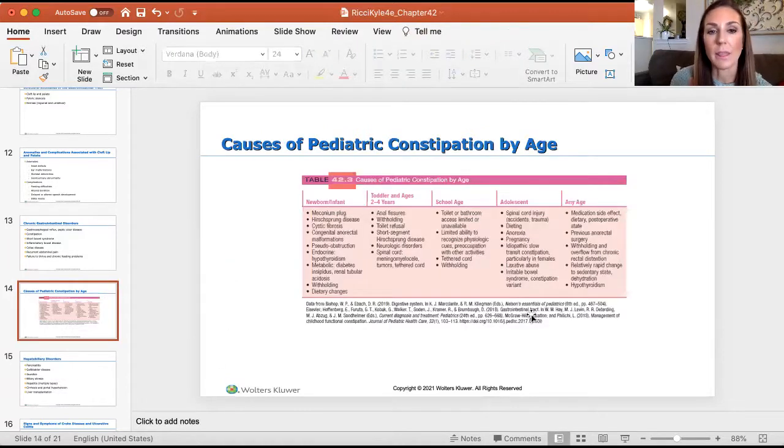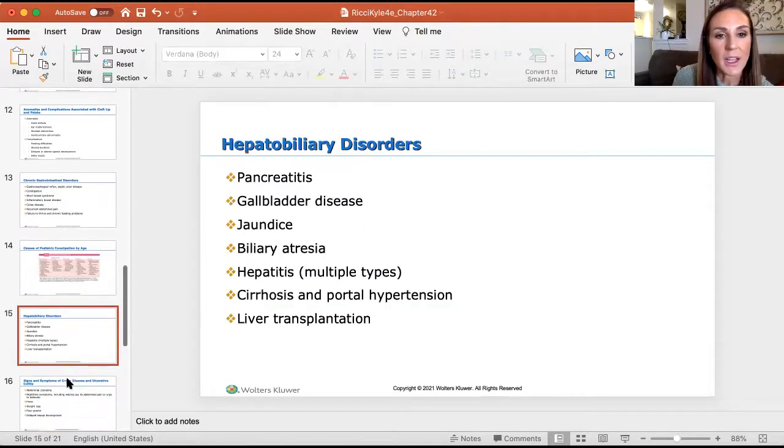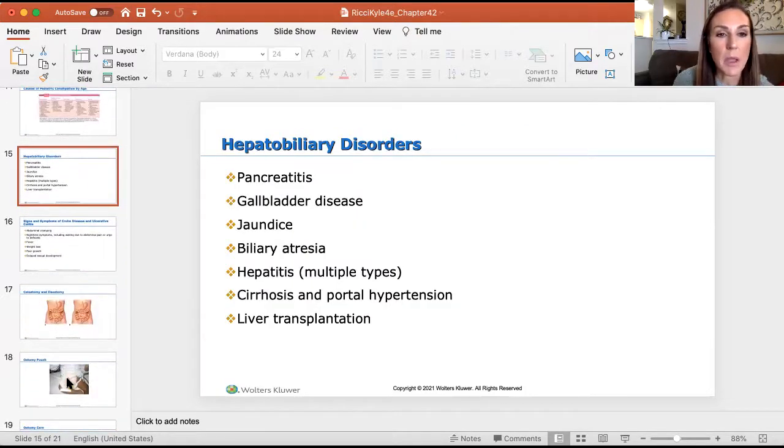So again, there's that table. It's 42-3. Make sure that you look through causes of constipation by age. I'm going to say that one more time. There are also some hepatobiliary disorders that are a part of our GI system.